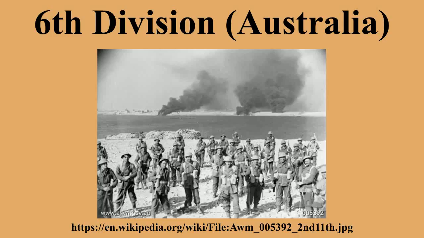The 6th Division was an infantry division of the Australian Army. It was raised briefly in 1917 during World War I, but was broken up to provide reinforcements before seeing action. It was not re-raised until the outbreak of World War II, when it was formed as a unit of the 2nd Australian Imperial Force.